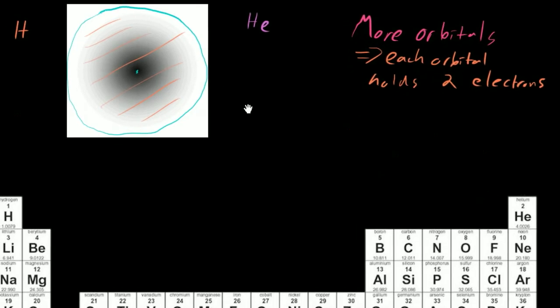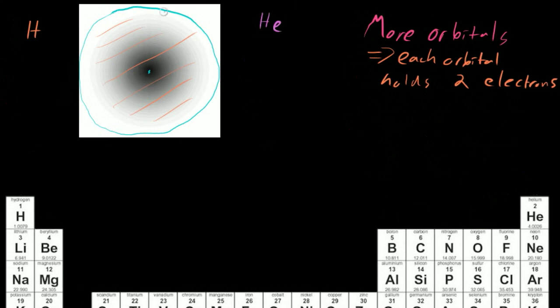So you could say that this orbital could be a hydrogen atom, and when we have a hydrogen atom, there's only one electron in here. So in this orbital, there's room for one more electron. When we have a helium atom in the orbital, this orbital is full, because each orbital that we're going to be drawing can hold two electrons. So that's the first thing.